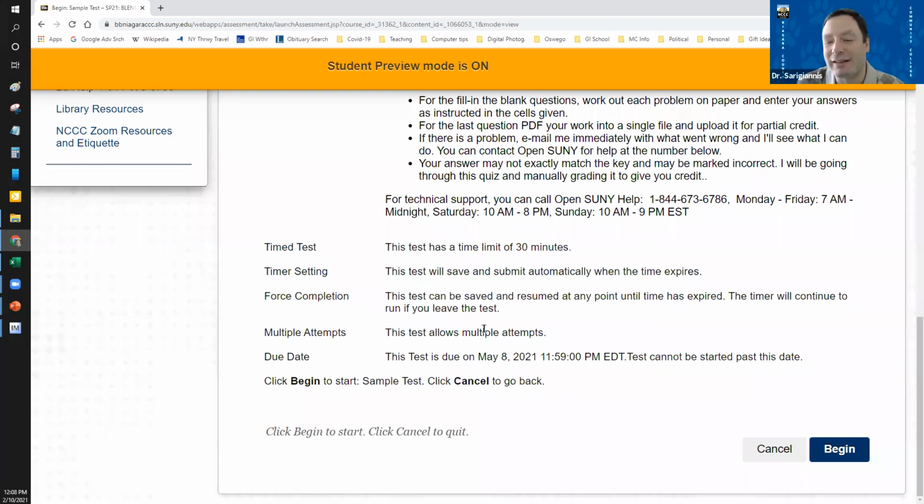This particular test allows multiple attempts. So I let you go in and do this as many times as you want to walk through it. But your test will only have 1 attempt. And then you'll see something about the due date. I just made the due date of this test the end of the semester. That way you can go into it anytime you want to. Your test will have a due date and an end time. You cannot start past the date or the time.